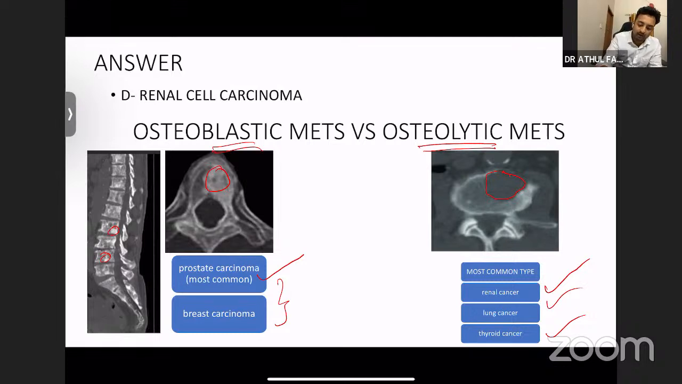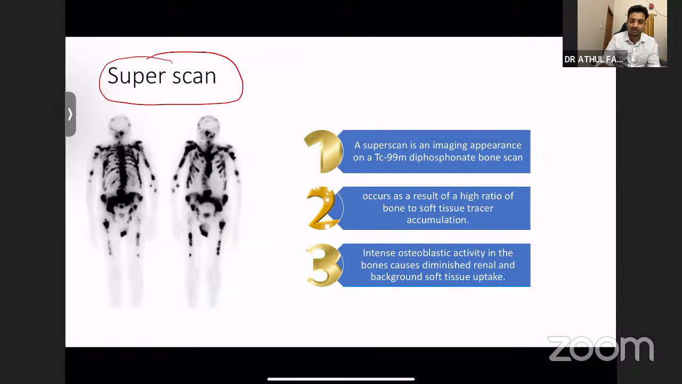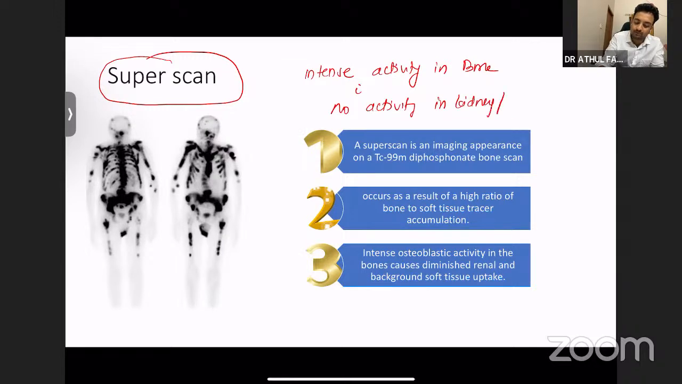When you do a bone scan with technetium-99m MDP to find out metastasis, in case of osteoblastic metastasis you will get an appearance known as a super scan. In a super scan there will be intense activity in the bone, with no activity in the kidney and soft tissues. So there will be no activity in the kidney or any other soft tissues, and intense activity in the bone. That appearance is known as super scan, which was asked in our previous INICET 2022.